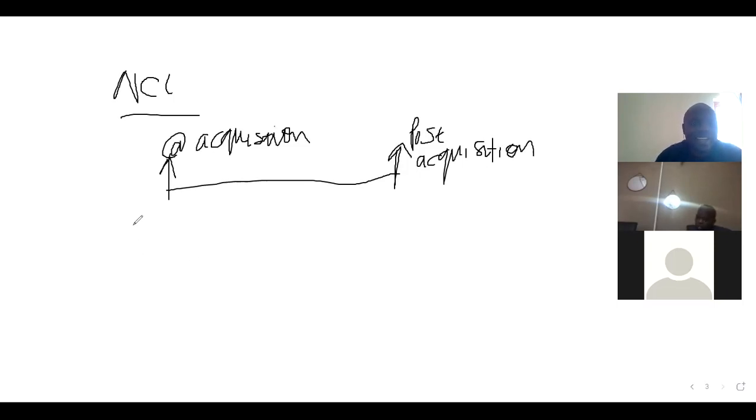So meaning at NCI, at acquisition, how much was it? Check on the question, guys. You have the numbers. At acquisition, you pick the same figure that you have in your goodwill computations.